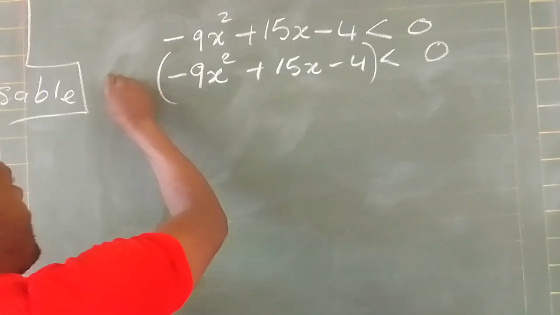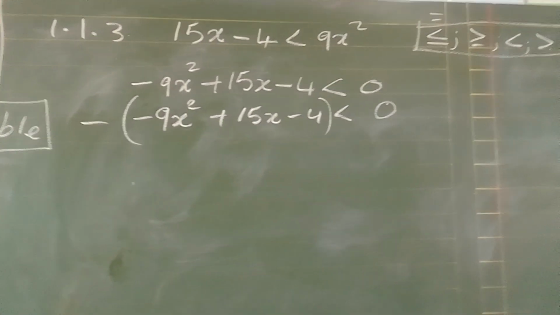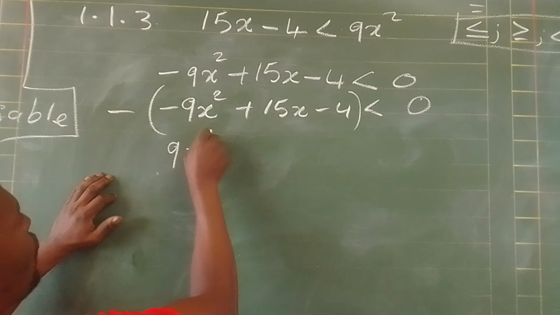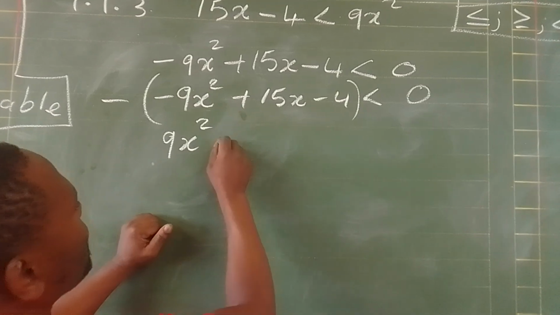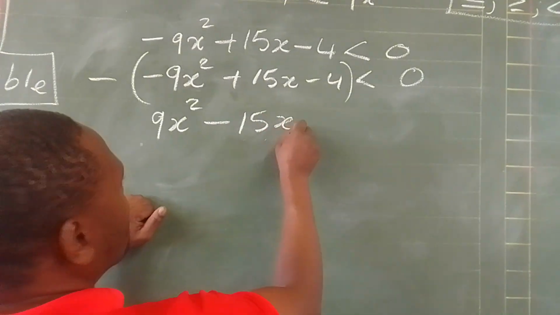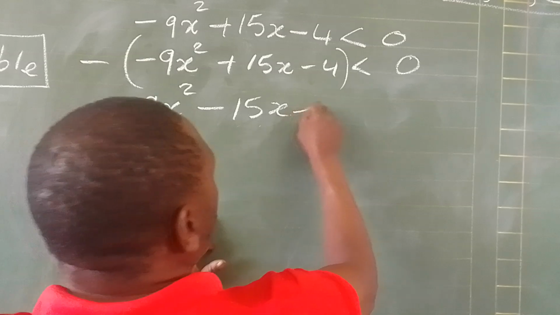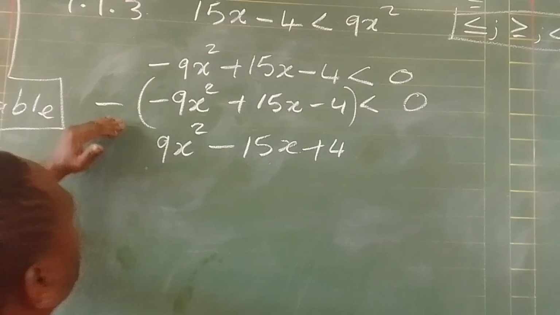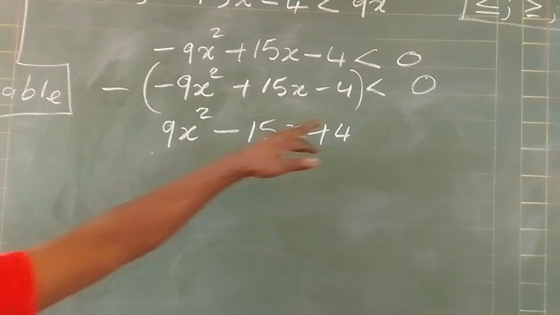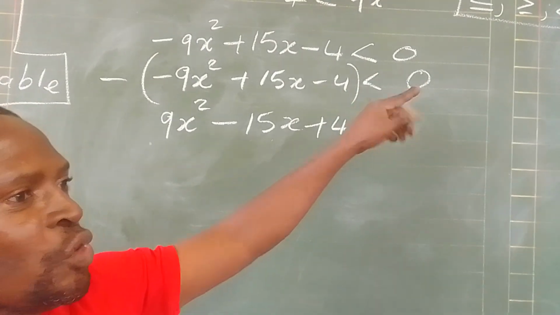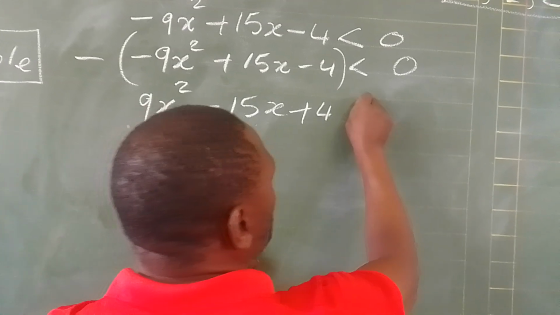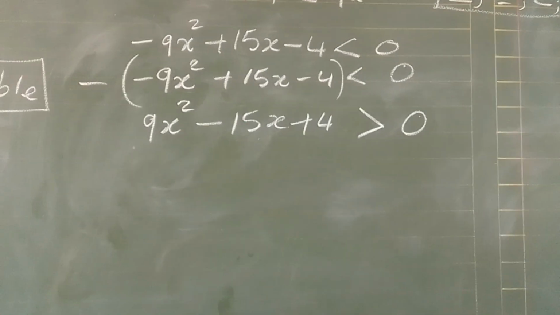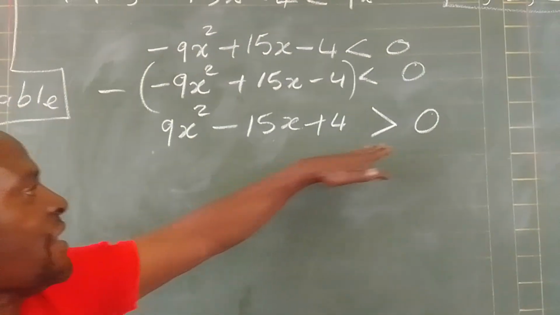I multiply so that you will see what I'm saying. A negative times negative, you get a positive 9x squared. A negative times positive is a negative 15x. A negative times negative is a positive 4. By the way, because we have multiplied by a negative sign, this sign is flipping. It is going to change and look the other way. It means that all this is greater than 0.